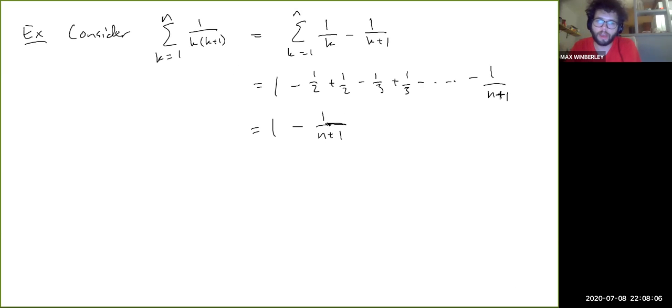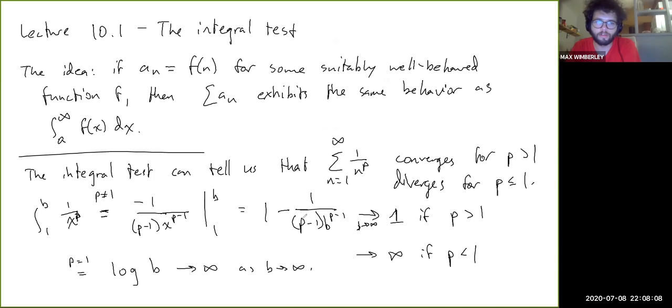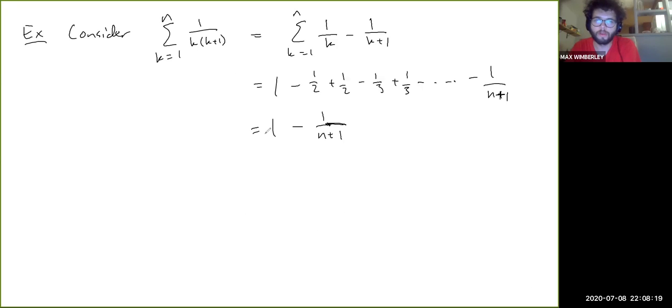And if you go back over here and look at the formula for this integral, if p was 2, the integral of 1 over x squared from 1 to b, let's say, would be 1 minus 1 over b. And look what we have here, 1 minus 1 over n plus 1. That's pretty close to 1 minus 1 over n, right? So the integral from 1 to b of 1 over x squared dx is 1 minus 1 over b, unless I made some arithmetic mistakes, which hopefully I didn't.